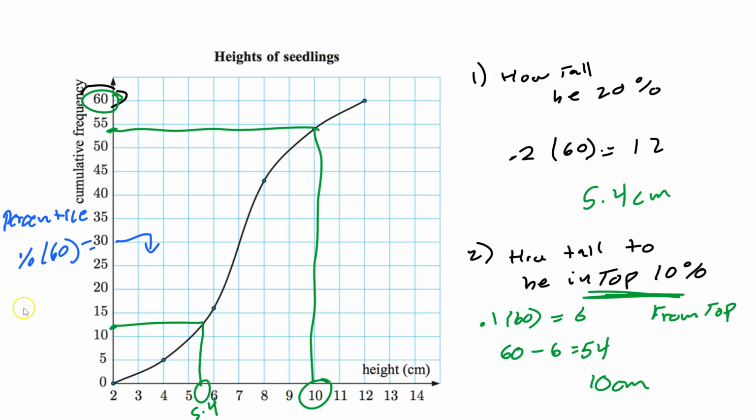Now, if they ever say the top percentile or top whatever, then you go from the top. Keep that in mind. Same idea, but you go from the top. So you have to go from 60. Basic percentile, you go from 0. That's a slight difference. Now let's go the other way. What if it gives me the height and I have to figure out the percentile? That's what's next. Let me clear the board again.